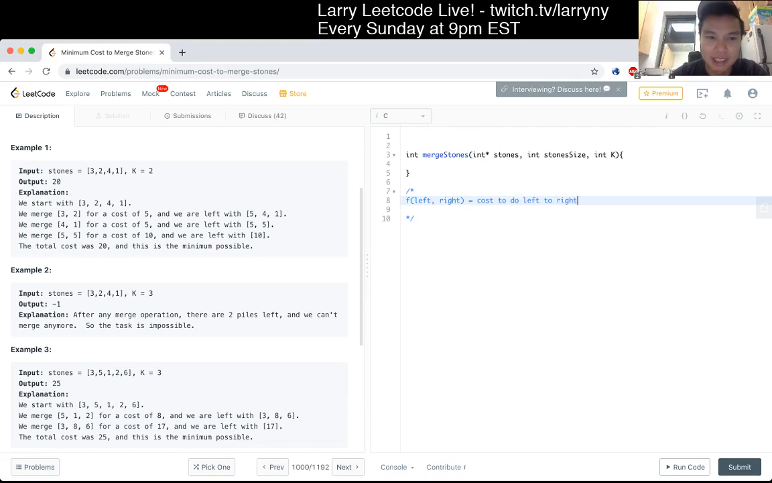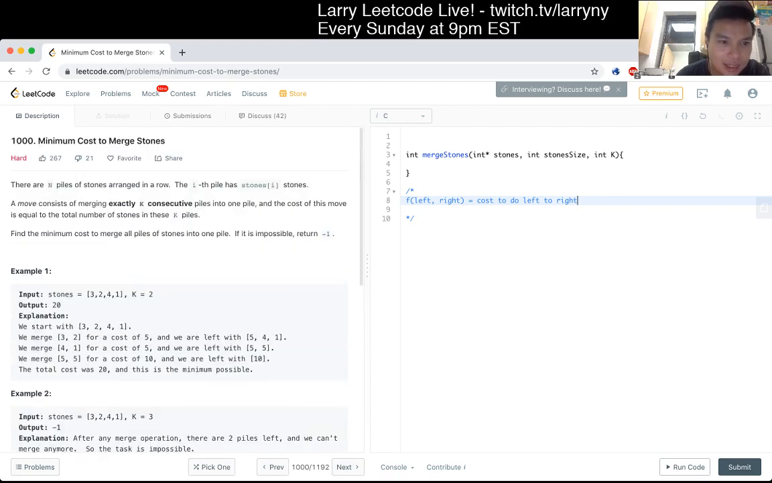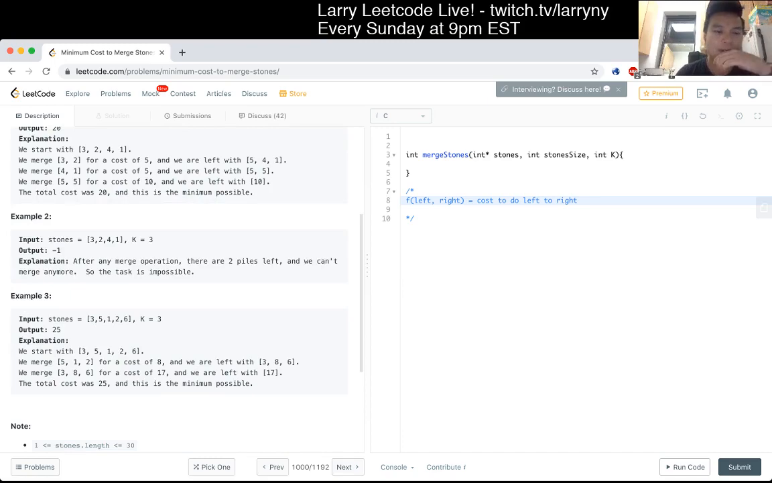But how do we keep track of k? I guess just x merges or something like that. Oh, you need, huh? I might have missed this actually. Exactly k consecutive. Okay, so that's why this is -1.